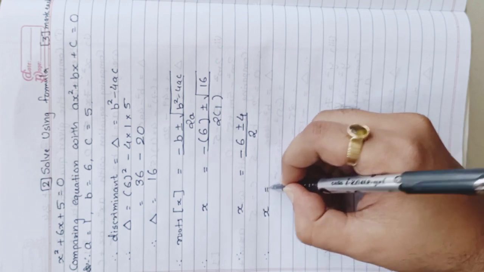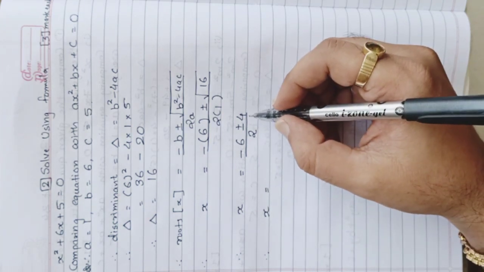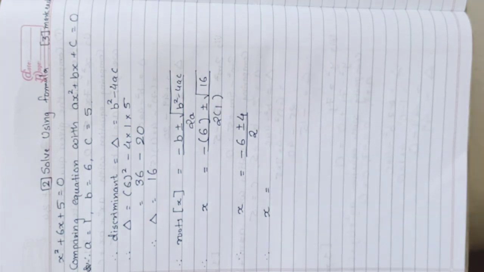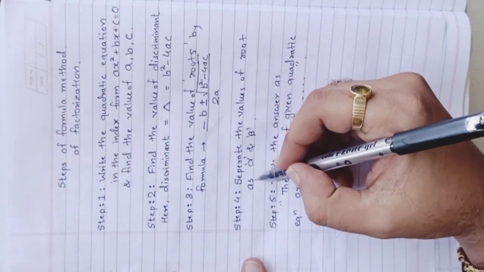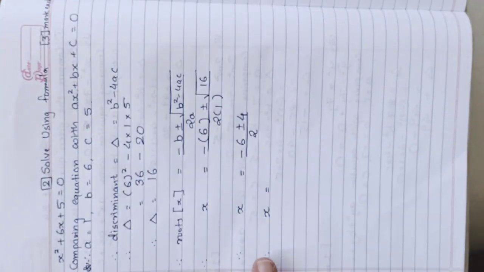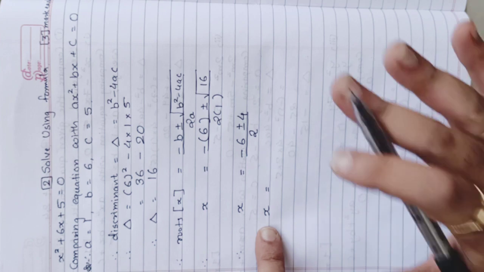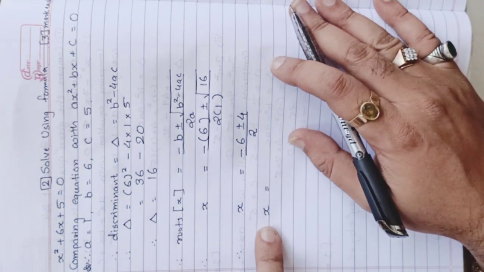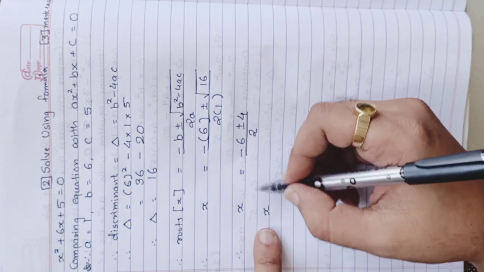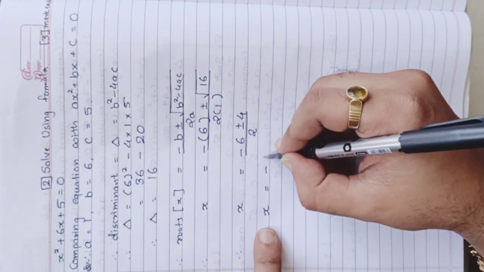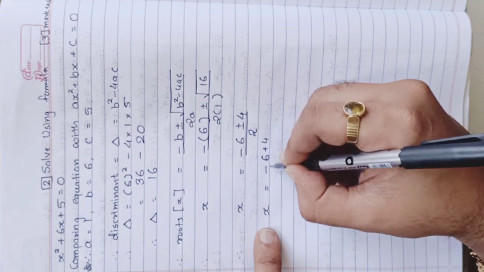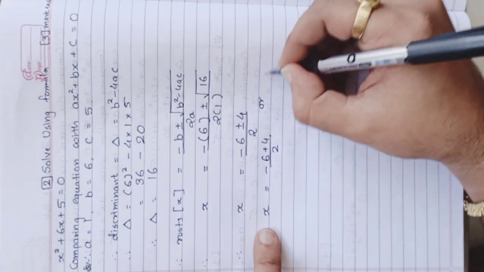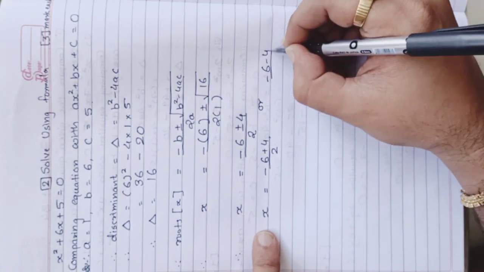So x equal to, now what we have to do? The next step, separate the value of root as alpha and beta. But here, as we know, the roots are x. When you are not sure about the roots, then you can use alpha and beta. Here we will not use alpha and beta, we will just write x. So separating the roots, minus 6 plus 4 upon 2 or minus 6 minus 4 upon 2.